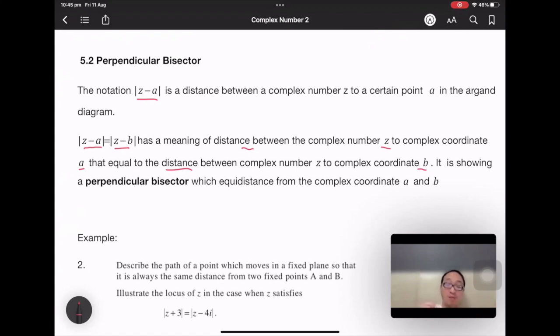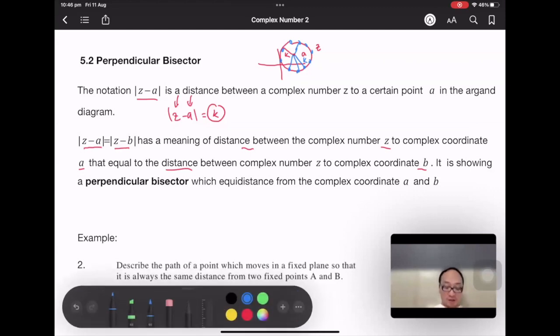Before, if we have Z minus A equals a number, this is the distance from Z to the point A, with a distance of K. That's why it is a circle: this is coordinate A, and Z should be at equidistance K from coordinate A. So it is a circle because Z satisfies all the points on the circle, equidistant in all directions.